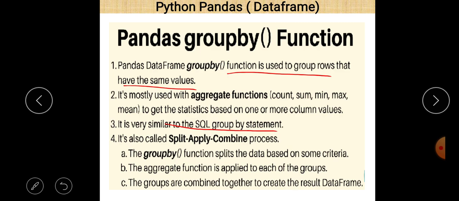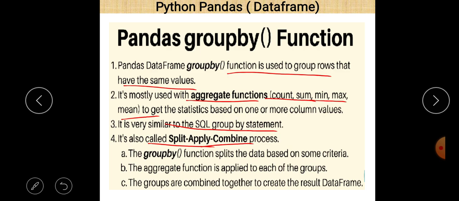It is mostly used with aggregate functions, and the aggregate functions are count, sum, min, max, mean. These are the aggregate functions to get the statistics based on one or more column values, and it is also called the split apply combine process. First of all, split the data, then combine the data on the basis of some group.